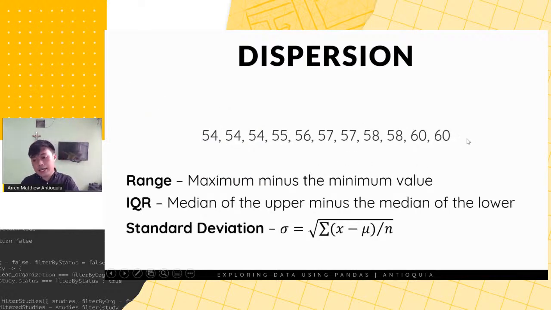Ganun ulit, maglagay tayo dito ng 1,000, maglagay ako dito ng 1, your range is not reflective of the dispersion anymore, right? That will give you a range of 999, even if that does not represent the dispersion of your data very well, because those are outliers.